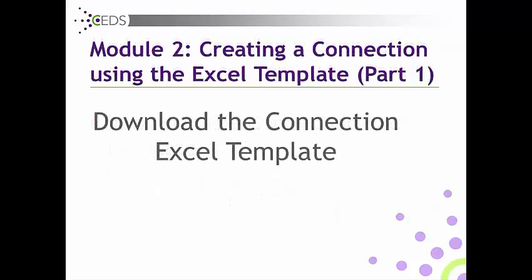In this section, we will explain how to download the Excel template for creating a CEDS connection. A CEDS connection consists of several parts: data elements necessary for the question, indicator, or metric being derived, analysis recommendations, and additional information that can be used to explain reporting processes, business rules, or other facets of the connection.